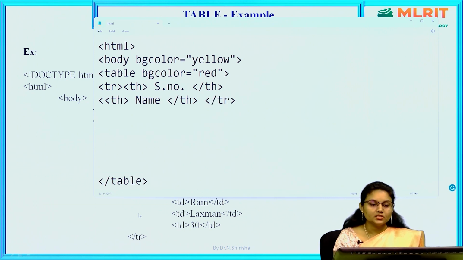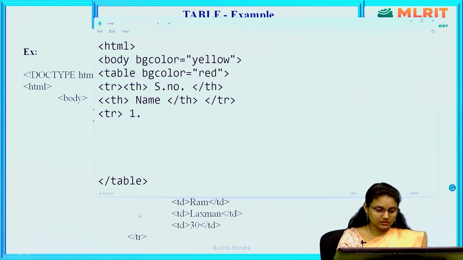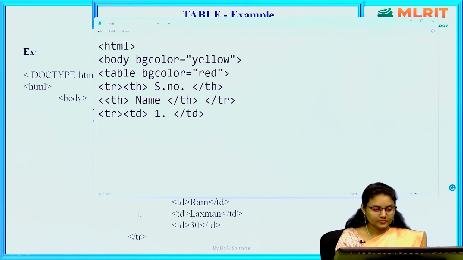Okay. So once the first row is finished, you want to start your second row. Then what you have to do, you have to take a table row again because your second row has to start. So here table row, let me give 1. This is data. The 1 is data. Then I should take a TD, table data, TD tag. So 1 is there, so you have to close your table data. Then followed by second column data.